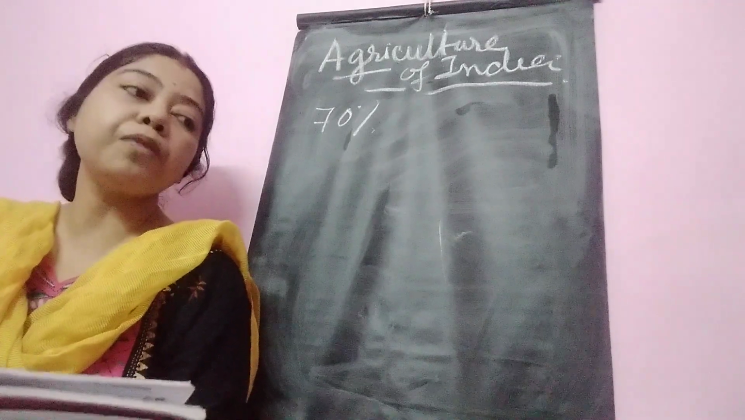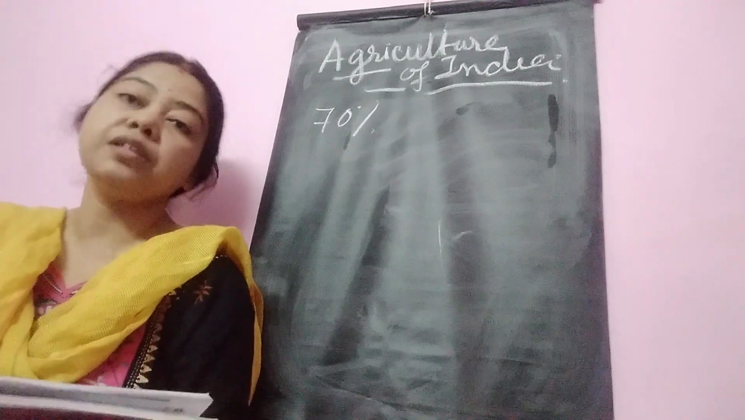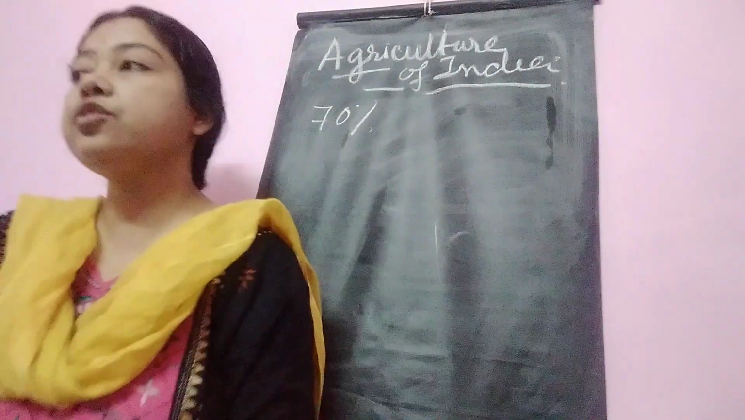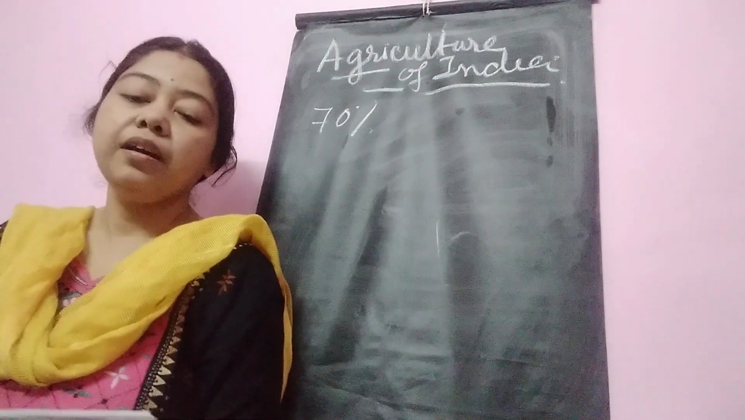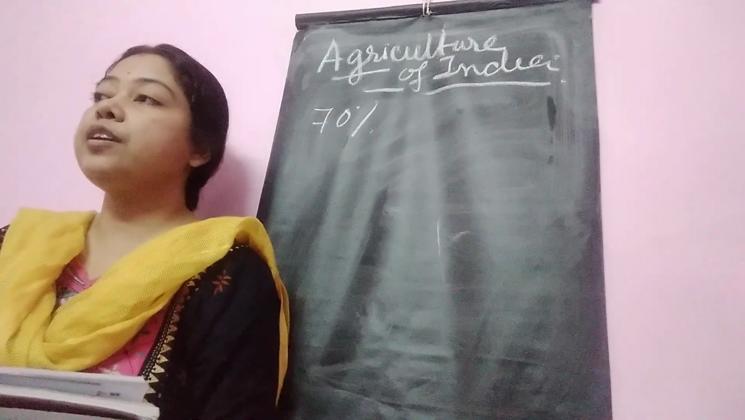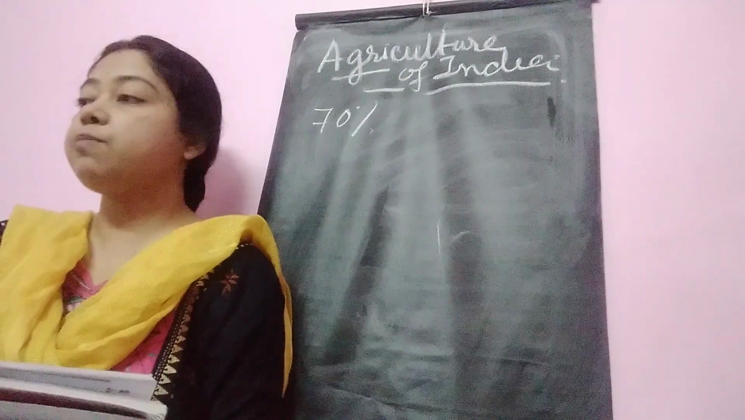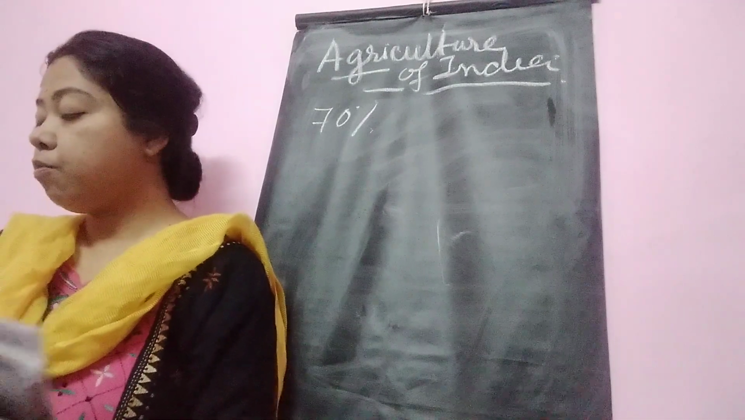So, without a proper irrigation system and all these factors, Indian agriculture will not flourish properly. Next, I will explain the points one by one.